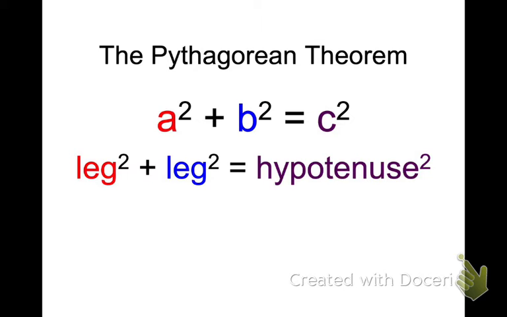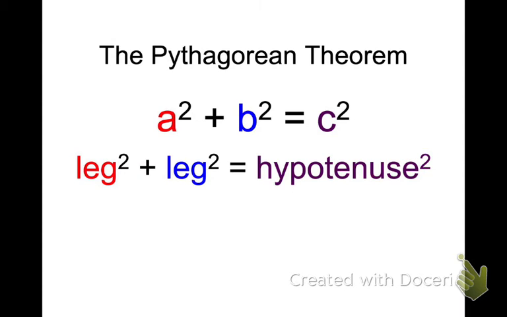Where does the hypotenuse lie on a right triangle? It's always opposite what? This is my right triangle. The hypotenuse is always opposite the right angle, right? And then your legs can be interchangeable. It doesn't matter which leg is A and which leg is B. Your legs are always the sides that create the right angle, right?